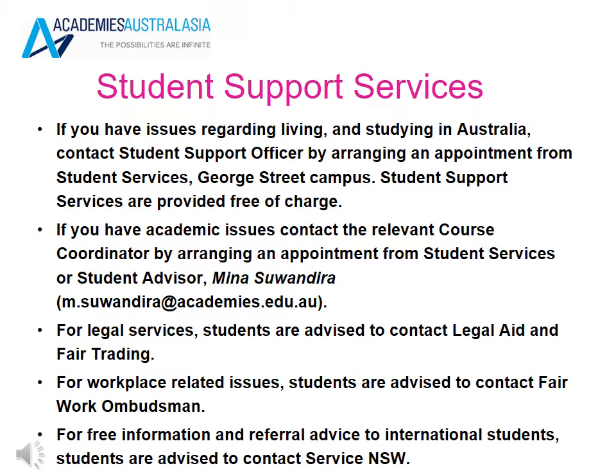Academies Australasia also offers a free student support service. This is a support service for students that relates to non-academic concerns or issues. If you have any issues regarding living or studying in Australia, or have any personal issues or work issues, you can contact us by arranging an appointment with student services at George Street campus, and they will be able to give you some more information on what you can do.